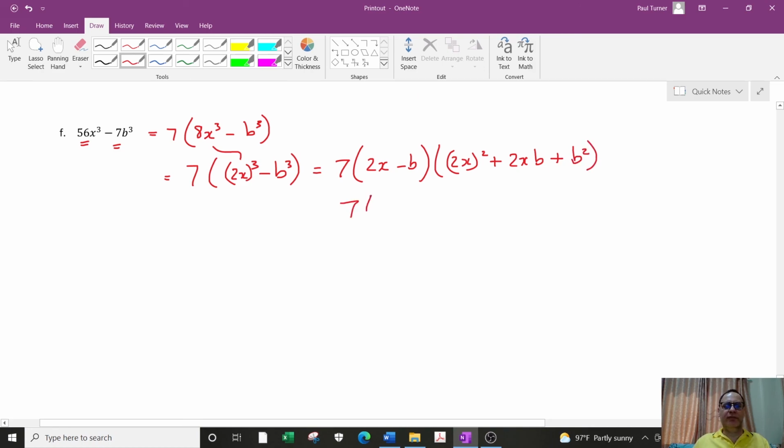So we're going to have 7, 2x minus b, 2x all squared is 4x squared, plus 2xb plus b squared. Okay, these are your three factors. Well, the first one's just a constant anyway.